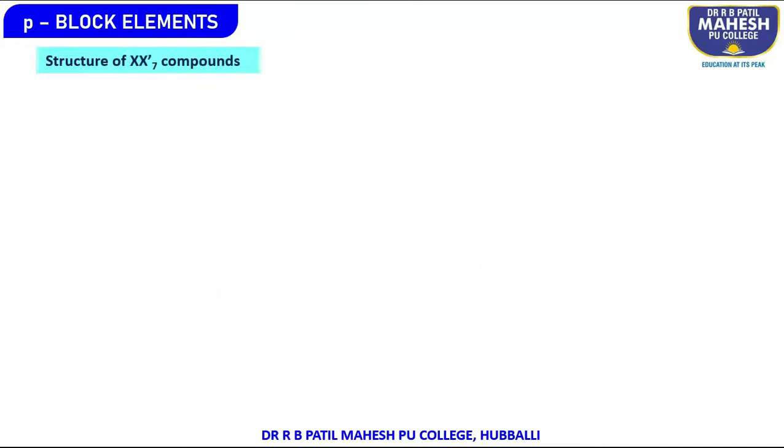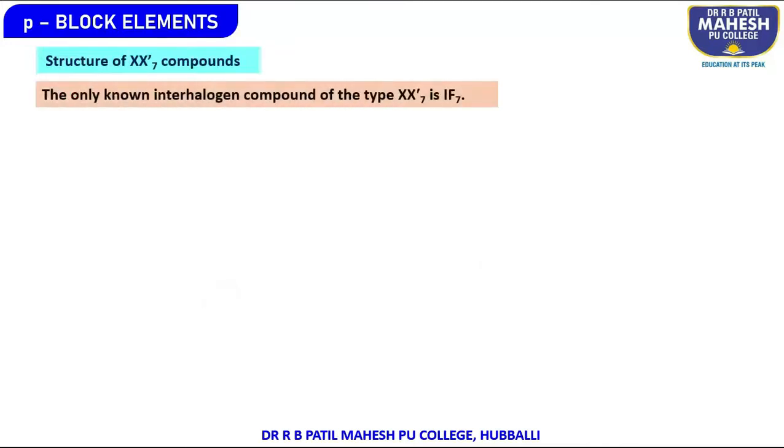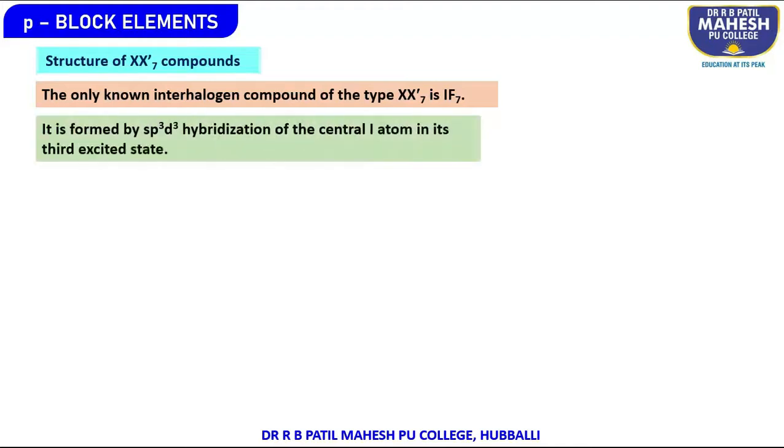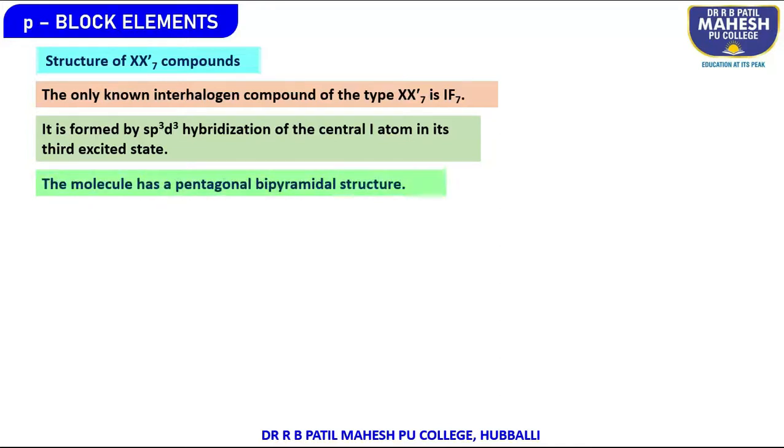Structure of XX dash 7 compounds. The only known interhalogen compound of this type is iodine heptafluoride. It is formed by sp3d3 hybridization of the central iodine atom in its third excited state. The molecule has a pentagonal bipyramidal structure.